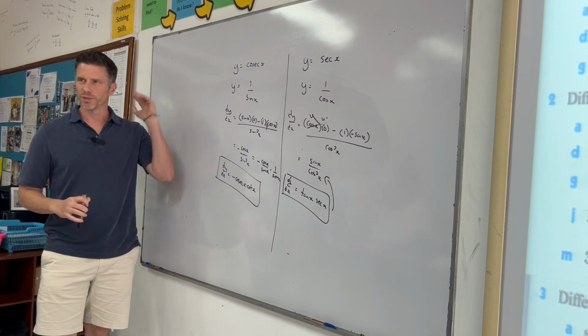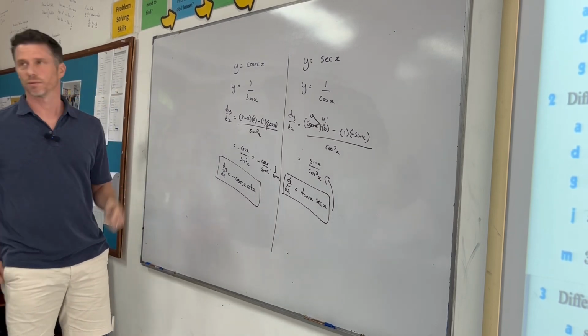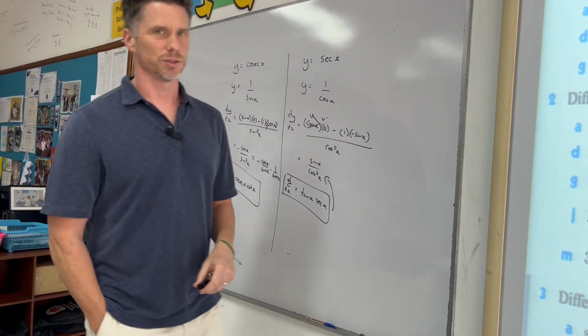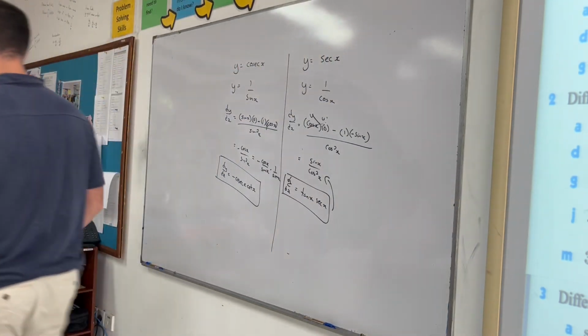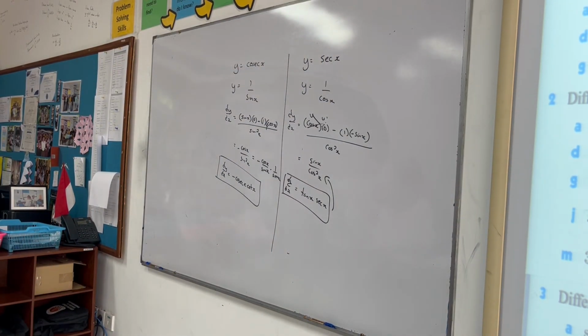Okay. And you can do the same for cot. I'm not going to do 1 over tan and then do that. So I have it on but I've frozen the screen. So here are the ones you get in your formula booklet.